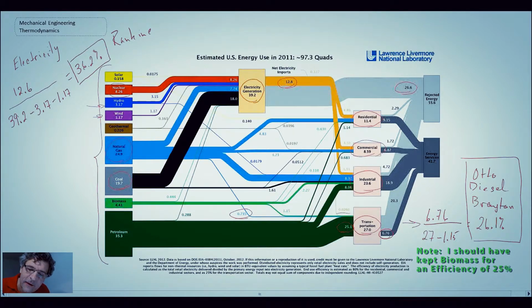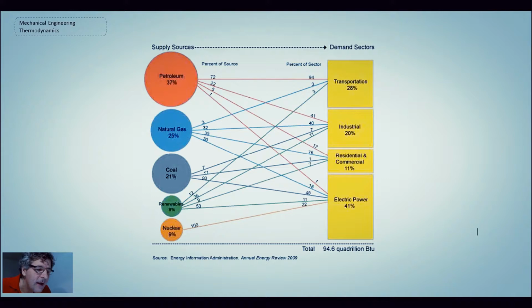The last thing that I want to look at in terms of where we get energy from is this diagram here. What is interesting about this diagram is it shows us the supply sources. So this is where the energy is coming in. We have some coming in with petroleum, some with natural gas, some with coal, and renewable energies. That could be hydroelectric, wind, or solar photovoltaic. And then nuclear energy is down at the bottom here.